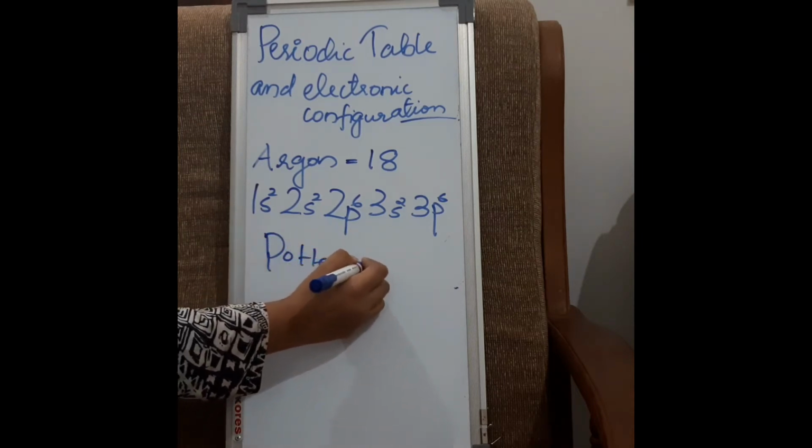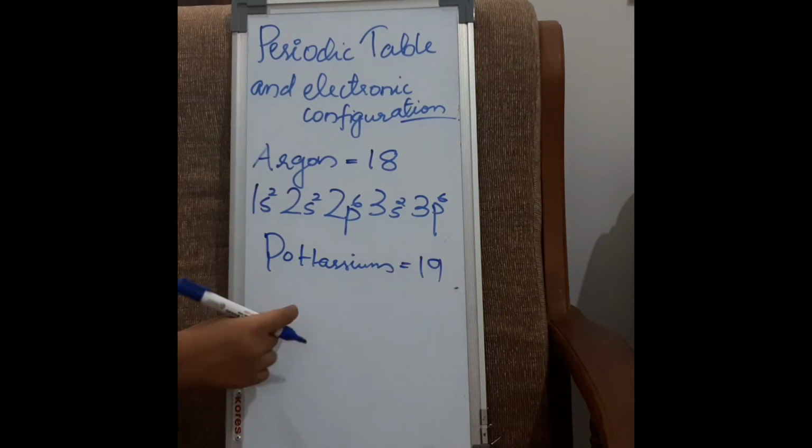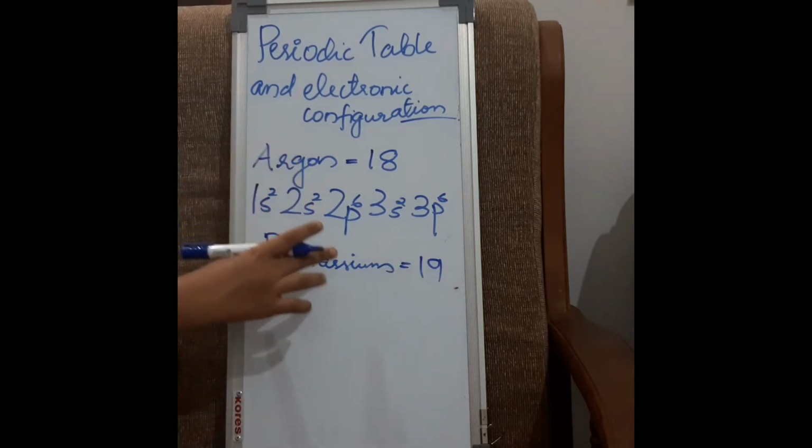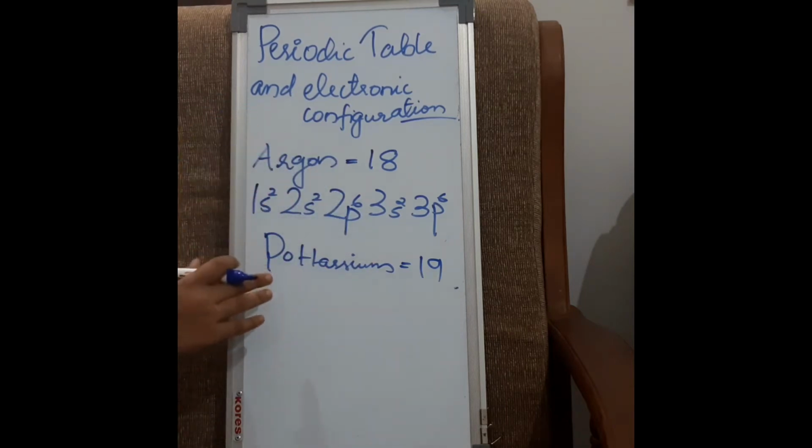Potassium. Then we have learned that potassium atomic number is 19. How can we write the electronic configuration of potassium? By using the argon symbol.